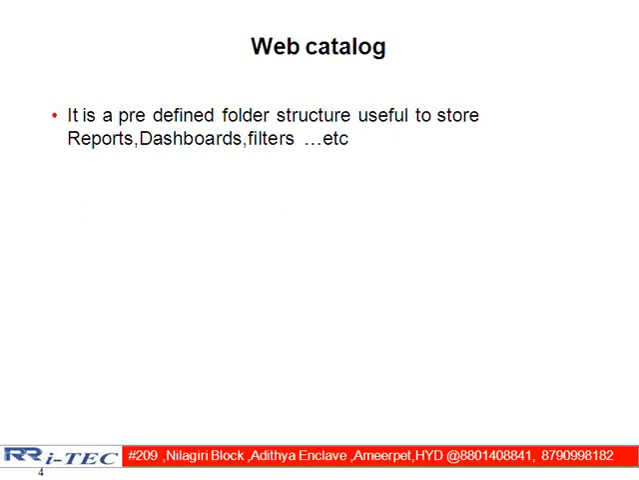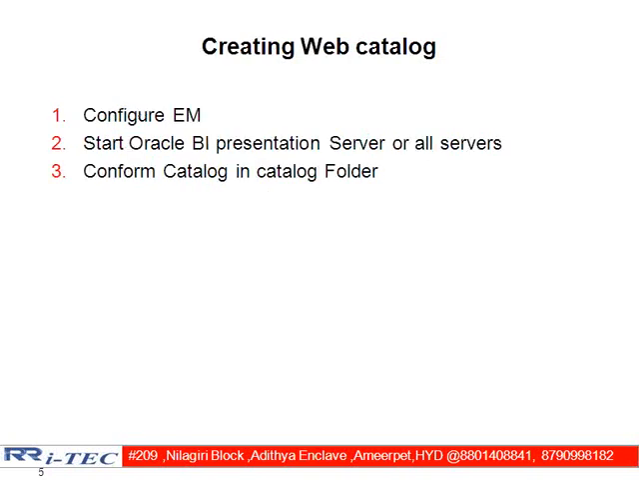Now we need to understand how to create such a web catalog. In the creation of the web catalog, these are the steps. First we need to configure Enterprise Manager. Then we need to start Oracle BI Presentation Server or all servers. Then we need to confirm the catalog is really created or not by seeing it in the catalog folder. So the first point is configuring Enterprise Manager. How to configure that?